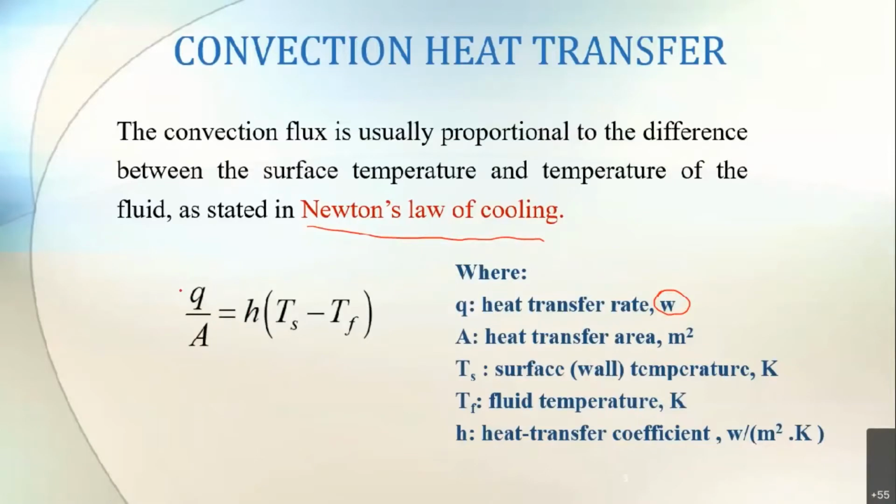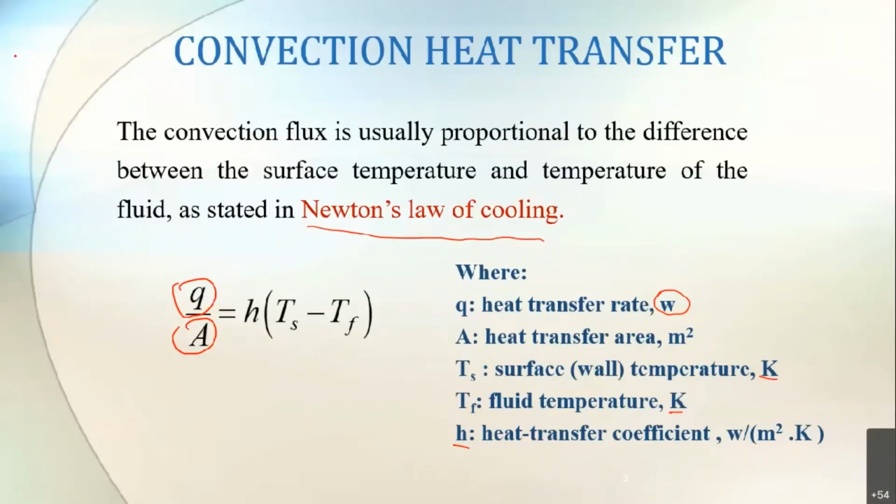Q is our value of heat transfer, which has the unit of W. A is our area perpendicular to the direction of heat transfer. Ts is the surface temperature or the wall temperature. Tf is the fluid temperature. I just put here Kelvin and Kelvin, but it can also be in degrees Celsius or in Fahrenheit or in Rankine. And h is a new term that we are introducing today, which is known as the heat transfer coefficient. The unit is going to be watt per meter squared degree Celsius or degree Kelvin.